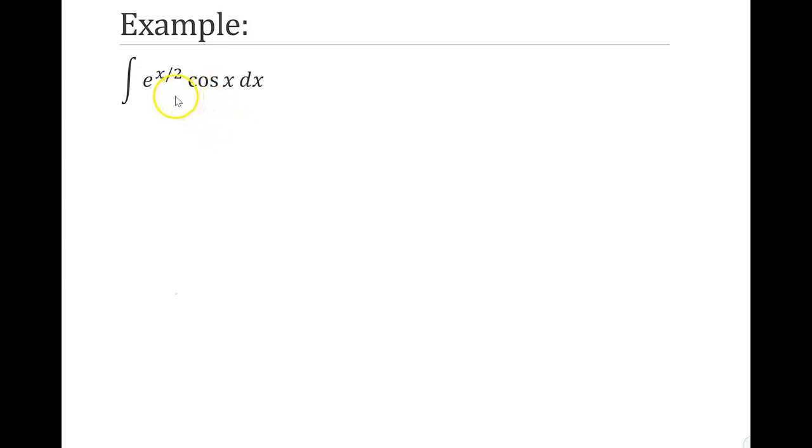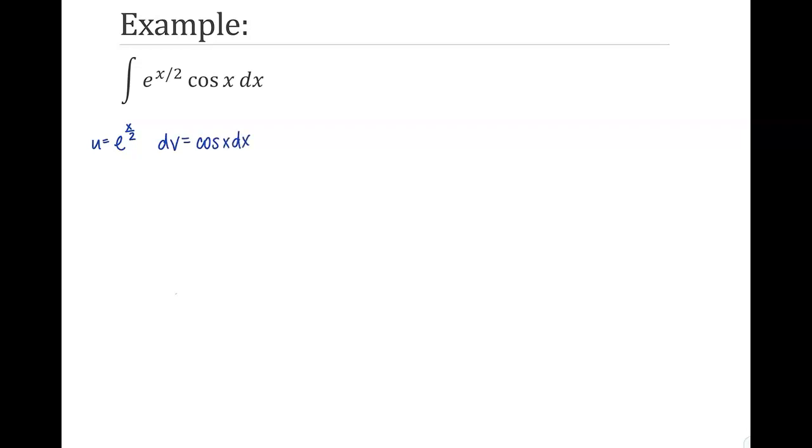What we're going to do is let either function be u and the other one be dv. So in this case, there's not really a better or worse option. Usually we want to pick u to be a function that's easily differentiated and the derivative is nicer than the previous function, but exponentials and cosines look very similar in their derivatives and integrals, so it doesn't really matter which one we choose. I am going to let my u equal e to the x over 2 and my dv be cosine x dx.